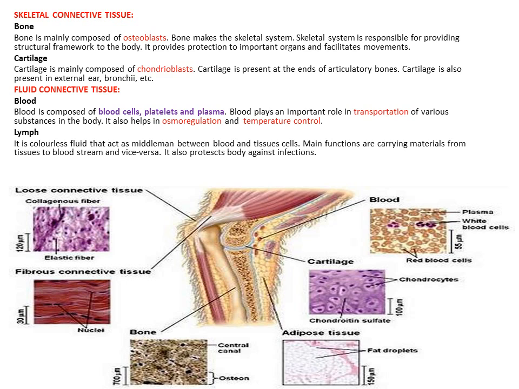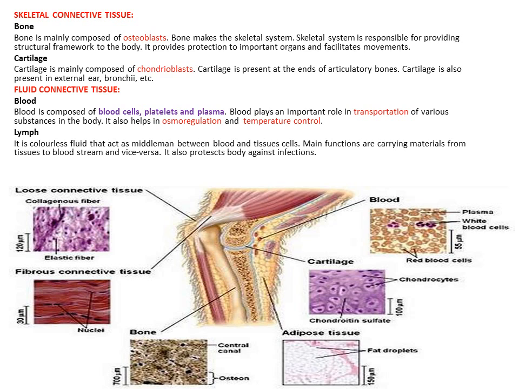The last type of connective tissue is the fluid connective tissue, which is also called vascular tissue. Fluid connective tissue is further categorized into two types: blood and lymph. Blood is the most important and most abundant liquid connective tissue. It is composed of an aqueous mixture of substances in solution, in which different types of cells float. That aqueous solution is the blood plasma.